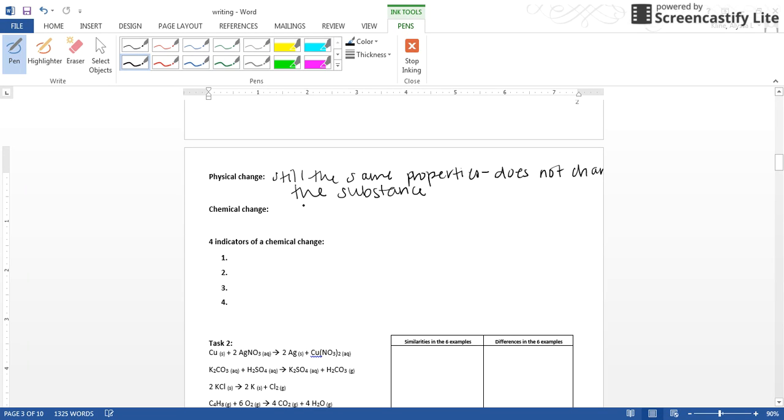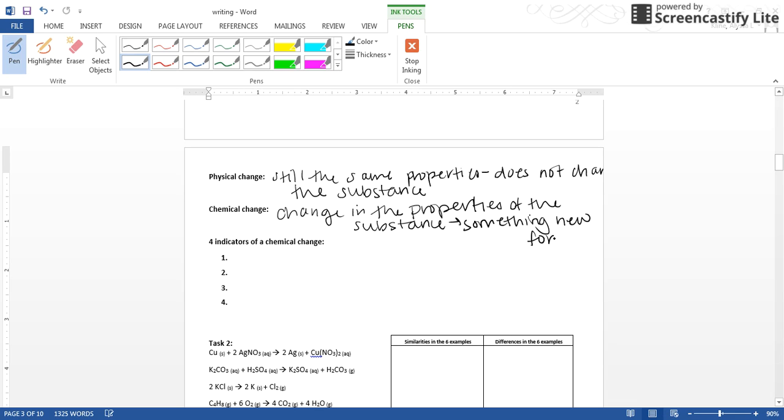Chemical change, on the other hand, we need to change the properties of the substance. So something new is going to be formed. So we're going to see a change in the properties of the substance, something new is formed. So there's going to be 4 indicators of chemical change we're going to look for.